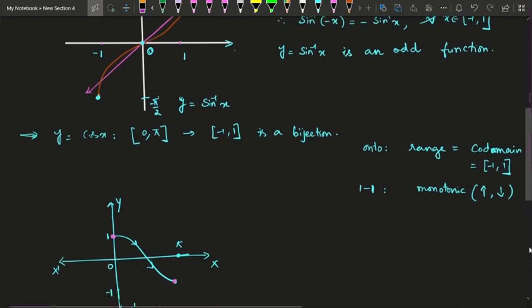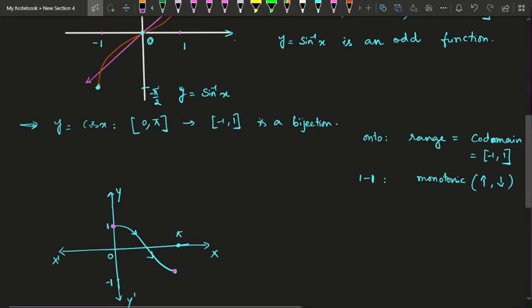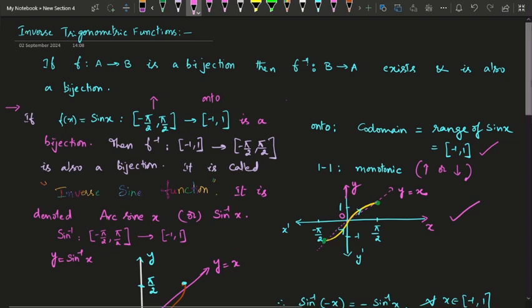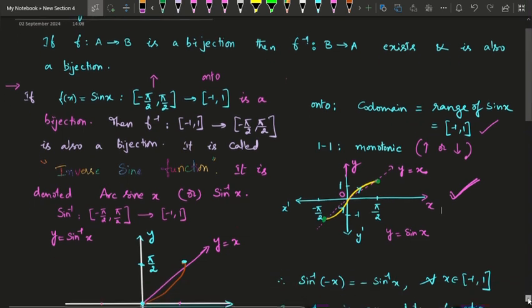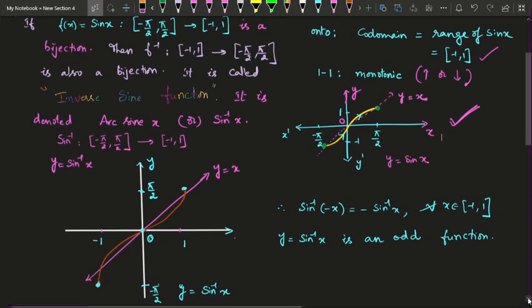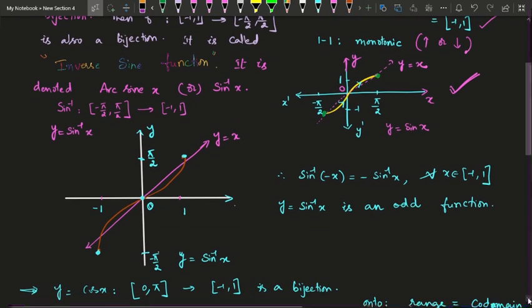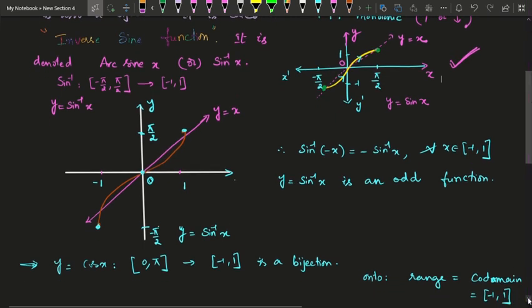Now, after that we have to reflect the graph of sine x in the line y equals x in order to get sine inverse x. Look at the graph of y equals sine x, the bijective sine function. Let us draw the graph of sine inverse. How can we draw the graph of the inverse sine function? Obviously it must be the reflection of the bijective sine function in the line y equals x.